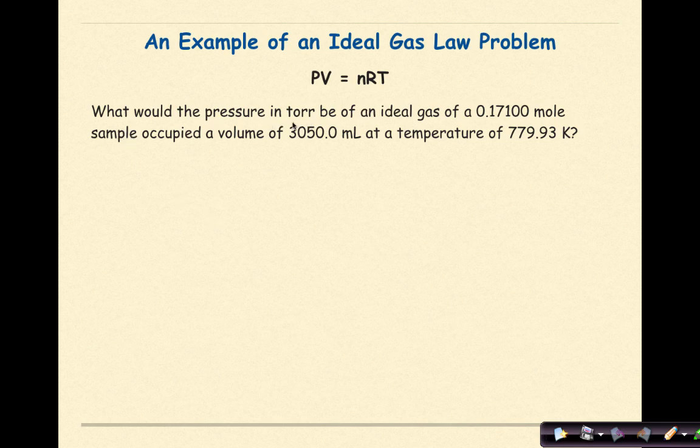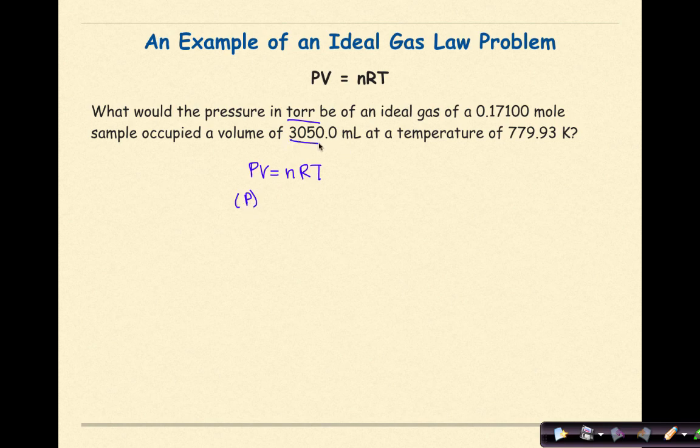What would the pressure in torr be of an ideal gas of a 0.17100 mole sample occupied by a volume of 3,050 milliliters at a temperature of 779.9 Kelvin? So PV equals nRT. I am again solving for pressure. That is going to be in torr.